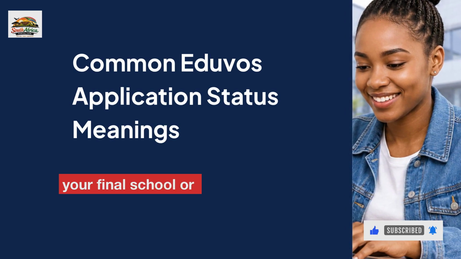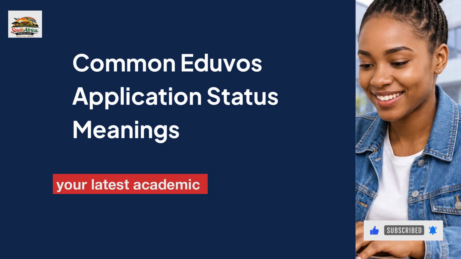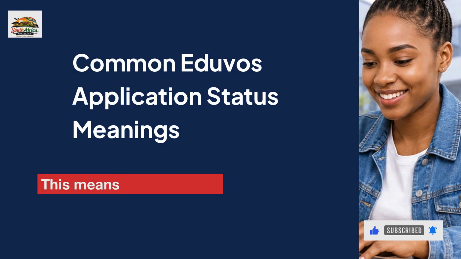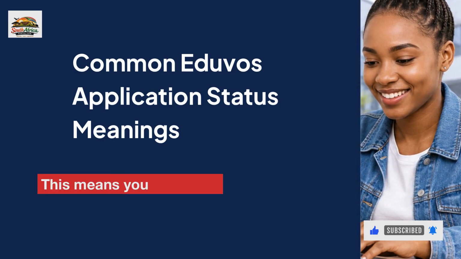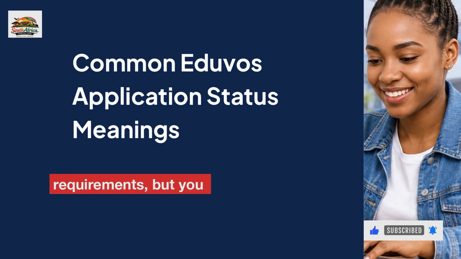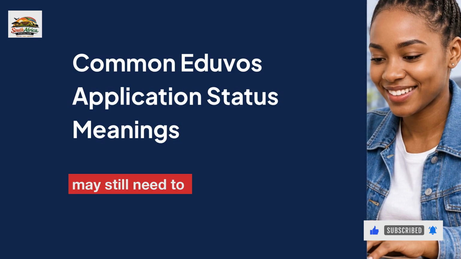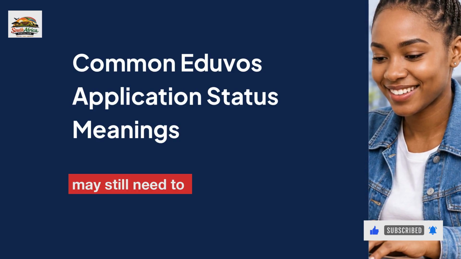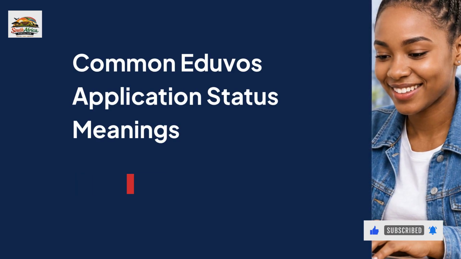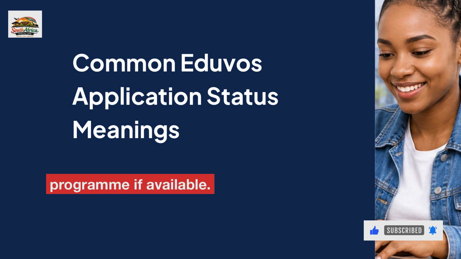Provisionally accepted. Congratulations! This means you have met the initial admission requirements, but you may still need to complete additional steps before final acceptance. Accepted. Your application has been approved. You can now follow the instructions provided to complete registration. Unsuccessful. Unfortunately, your application did not meet the admission requirements. You may consider applying for another program if available.